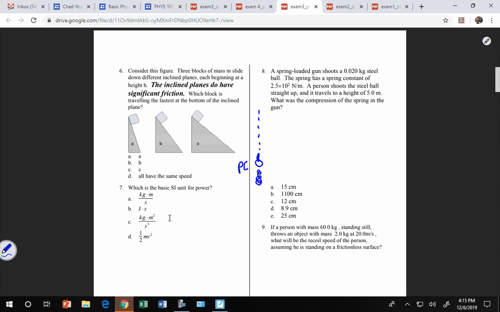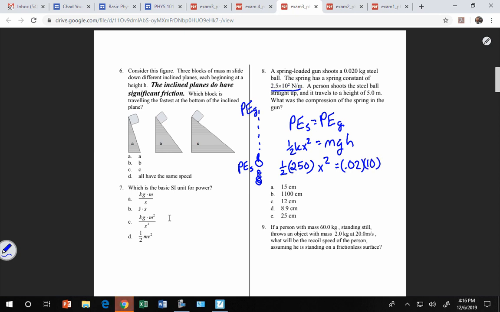Down here, it has elastic potential energy. Up here, it has gravitational potential energy. I know those two have to be equal. So PE spring equals PE gravitational. That's 1/2 kx squared equals mgh. So that's 1/2 of 250, that's this number, times x squared. That's what I'm looking for. It is equal to the mass 0.02 times 10 times h, which is 5.